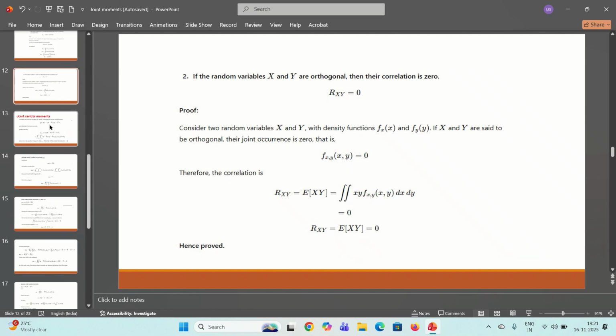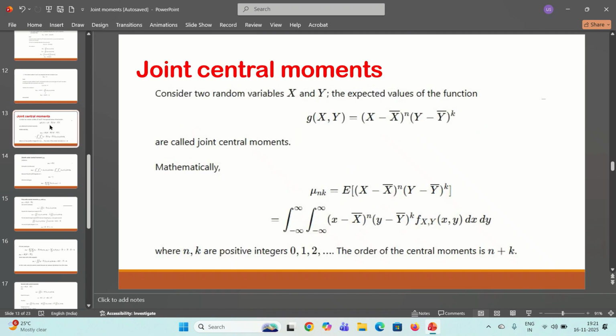Let us see the second topic in joint moments, which is joint central moments. It is also called joint moment about the mean.